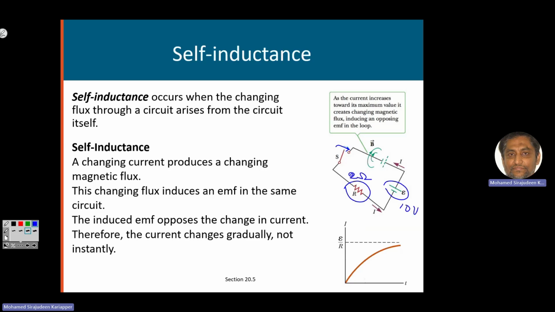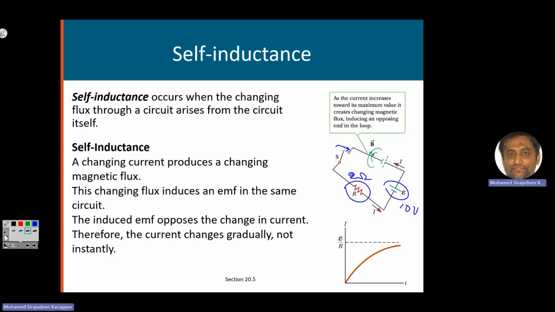What do you expect the current to be? Ohm's law: 10 divided by 2. You expect it to be 5 amperes, right? Simple Ohm's law, because the potential difference across the resistance is the same as the voltage from the battery, which is 10 volts, divided by the resistance. So it will be 5 amperes. You expect the current in the circuit to be 5 amperes.